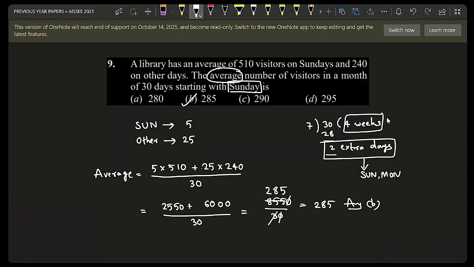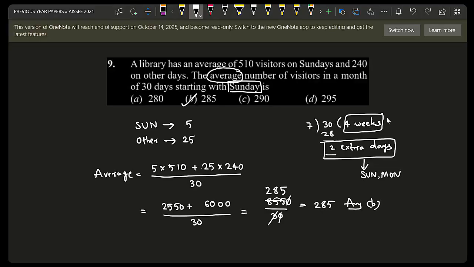In a particular month, how many days are there? So 30 days are there. The month is starting with which day? Sunday. Okay. I want to calculate the number of weeks in that month. How to calculate the number of weeks in that month? Sir, one week contains how many days? 7 days. So I'm dividing 30 by 7. What is the quotient I got? Sir, 4. What is the remainder I got?